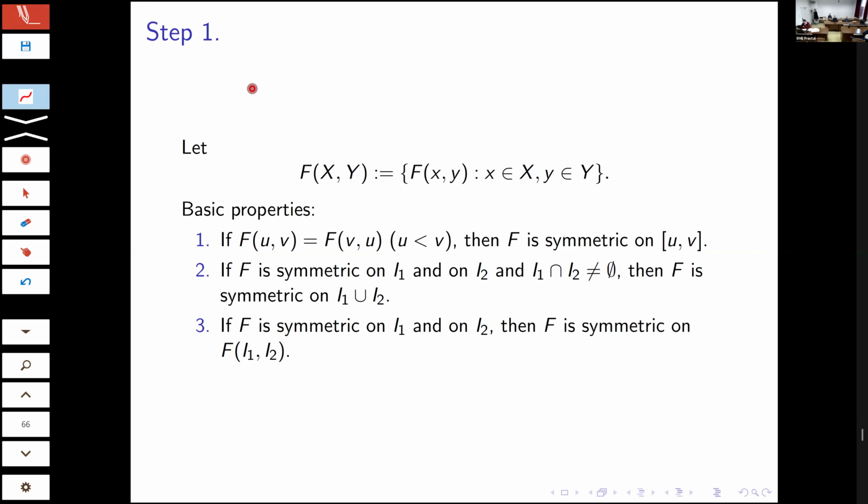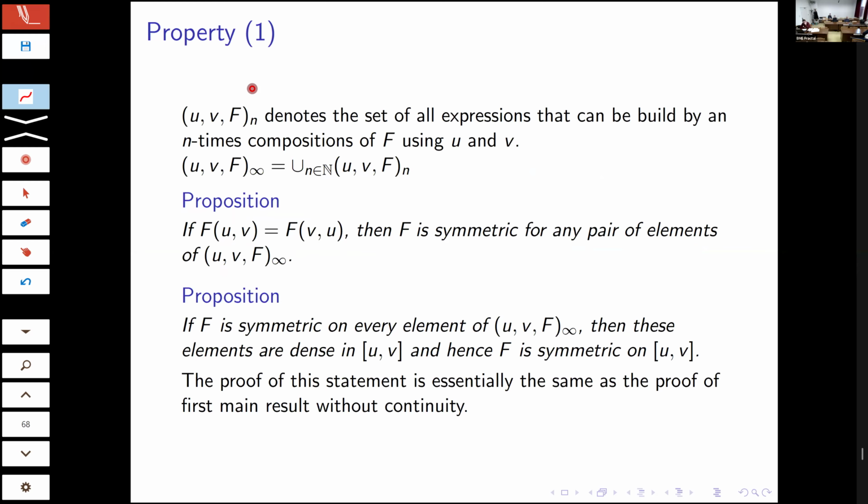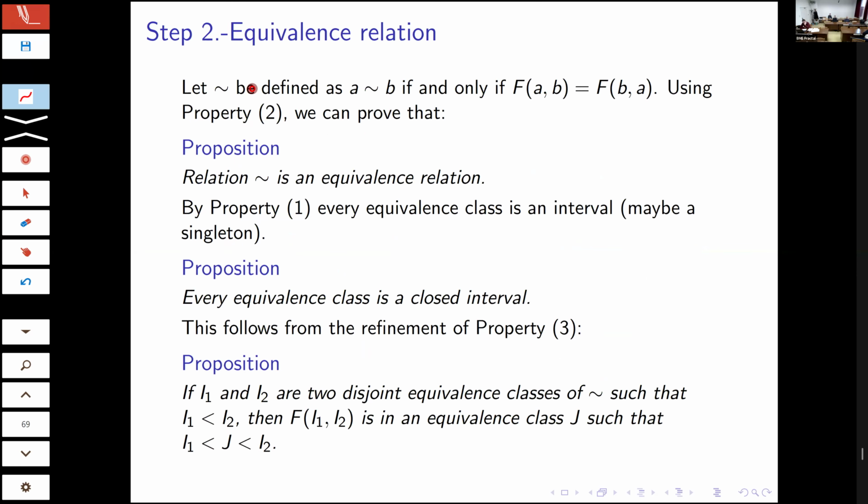And finally, if you have symmetry on I1 and I2, not necessarily disjoint, then in between you can find an interval where you take this composition, where it is also symmetric, on the elements of that small interval. Using this, you can introduce an equivalence relation so that f(a,b) equals f(b,a) for some elements, and this equivalence relation splits the interval into equivalence classes. Equivalence classes are intervals, moreover closed intervals. That's a very important observation.